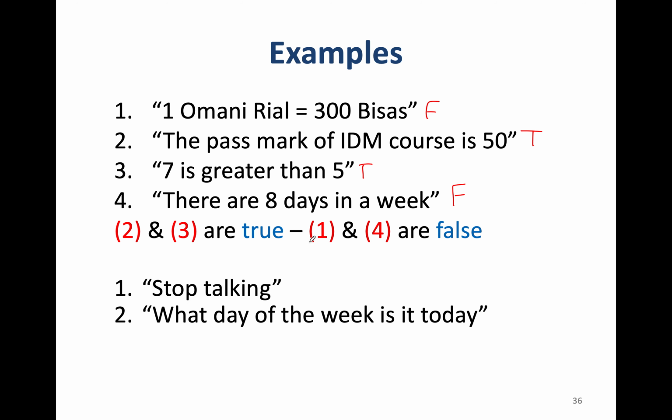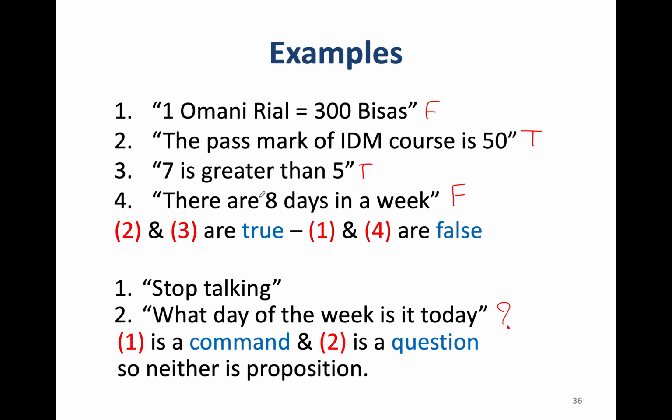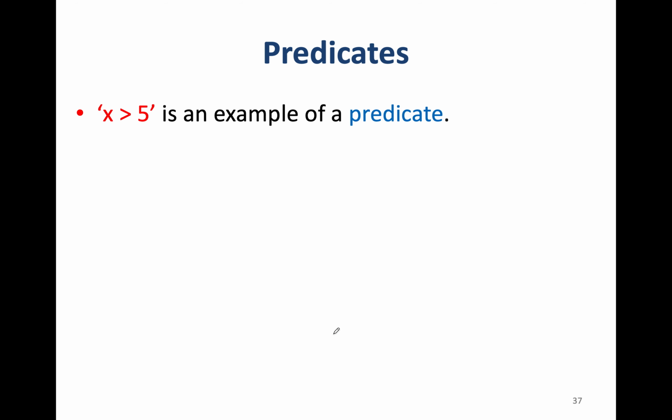Let's see other examples which are considered not a proposition. Something like: stop talking. You cannot assign a truth value to the sentence because it is a command, a request. Or the second one: what day of the week is today? You can see that this is a question. That's why we cannot assign a truth value, which is true or false. So those two sentences, 1 and 2, are not propositions, because one is a command, so you cannot assign a truth value, and the second one is a question, where you also cannot assign a truth value.